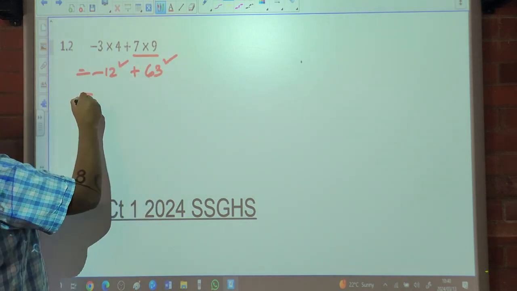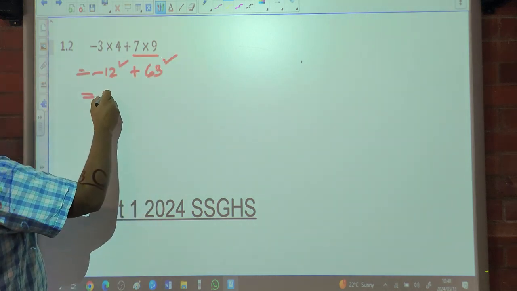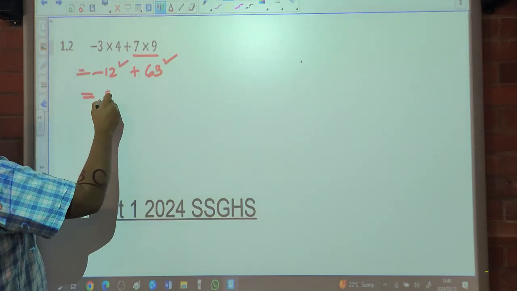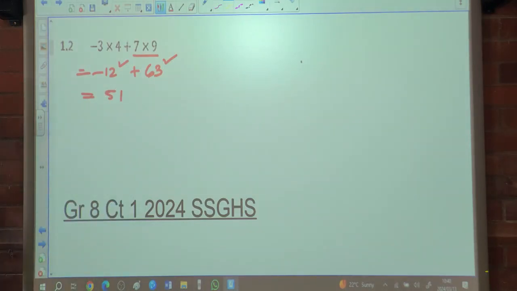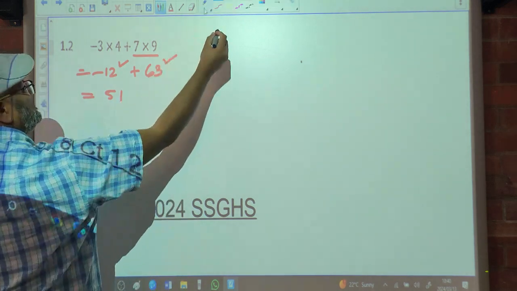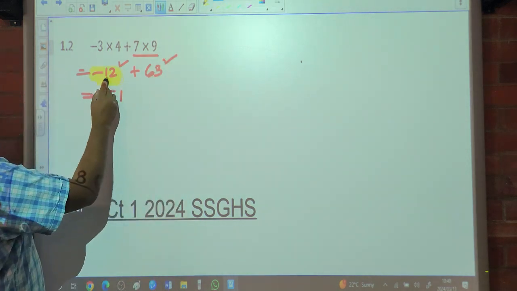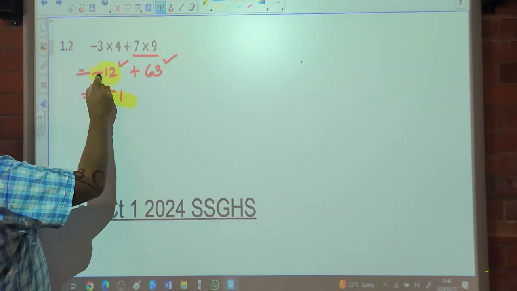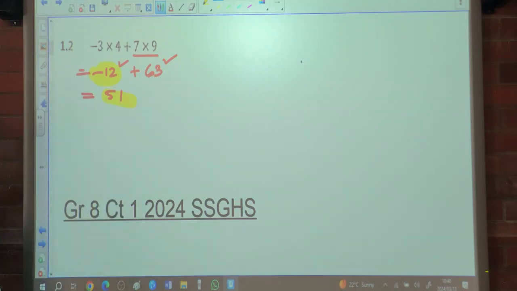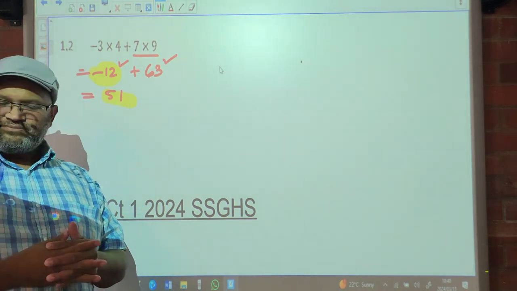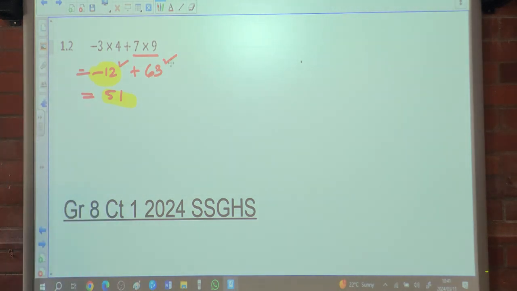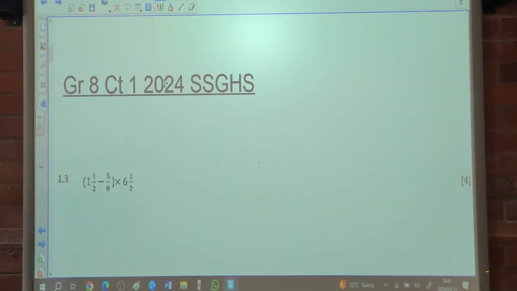Negative 12 was 1 mark, and then what was the answer? 51. And 51 is the answer. So as I said, whatever you wrote there and there, provided that is right, you should get 3 marks. You guys okay with that? Yes, sir. But some of you did integers last year, and you got it right as well.